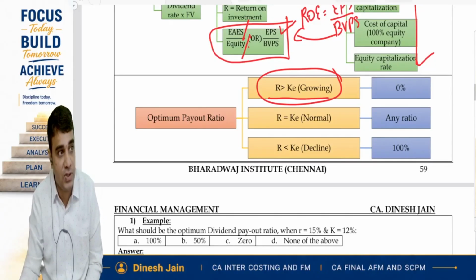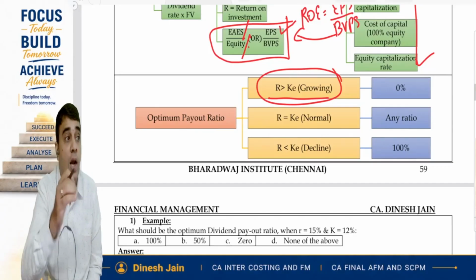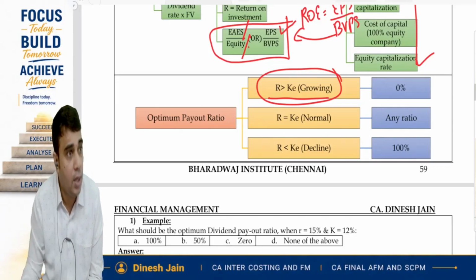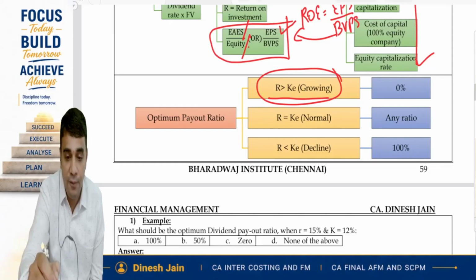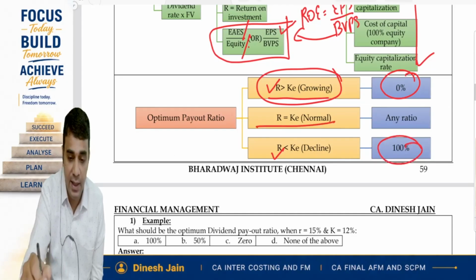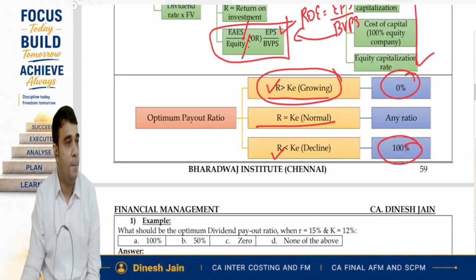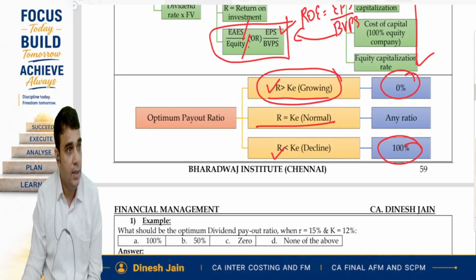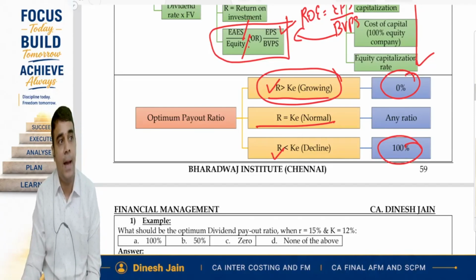KE is 10%. What is KE? What you want to earn or what you can earn? If I earn more, payout is 0%. If I earn less, payout is 100%. If equal, any amount you pay, 5%, 10, 15, 20, 25, 30, 40, doesn't matter. Both are equal, it doesn't matter.